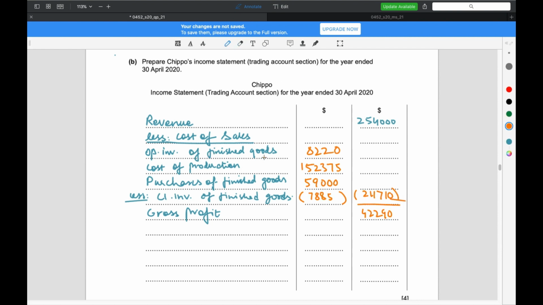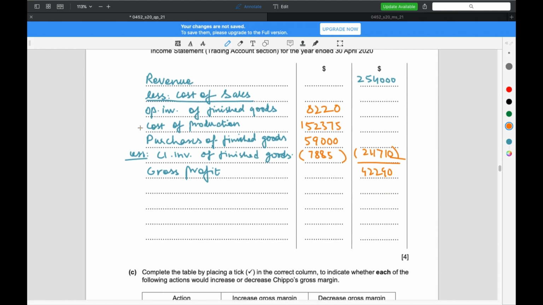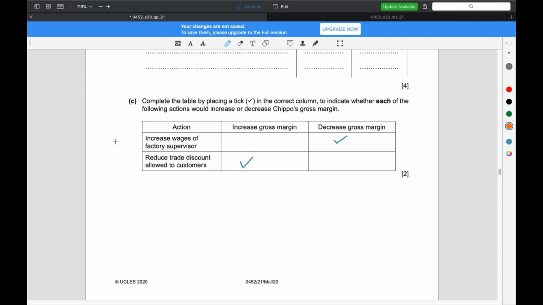Simple as that. We deal with the finished goods in the income statement as well as the cost of production that we made. Right. Part C, he says complete the table to indicate whether each of the following actions would either increase or decrease gross margin. So what is the gross margin? The gross margin, we know, is a ratio: revenue minus the cost of sales, divided by revenue, right? So you have to know this, otherwise obviously you won't be able to solve this.